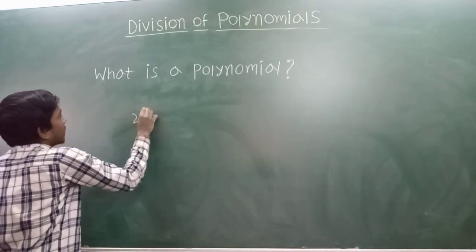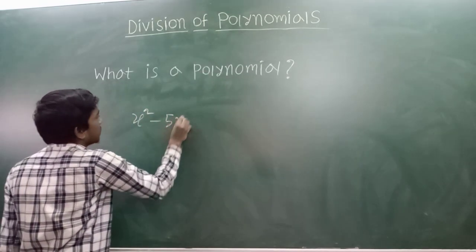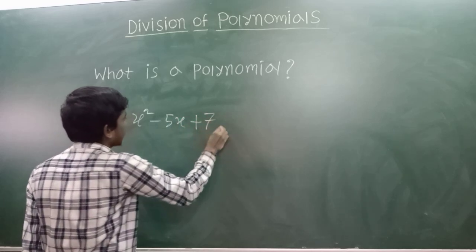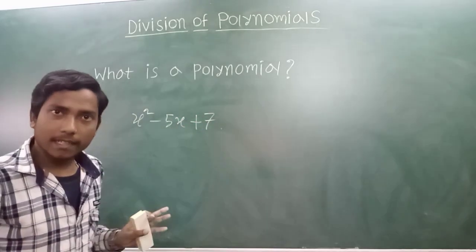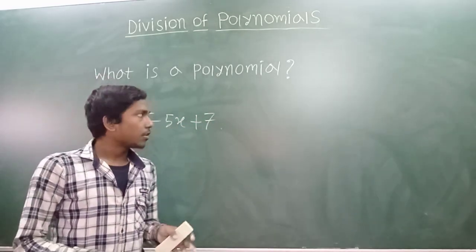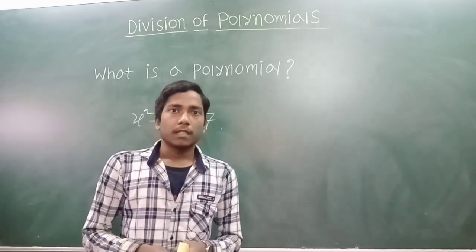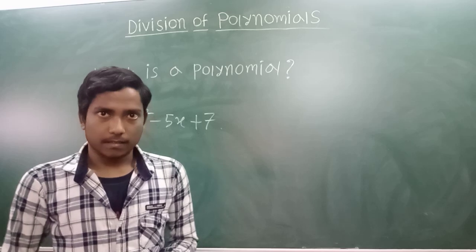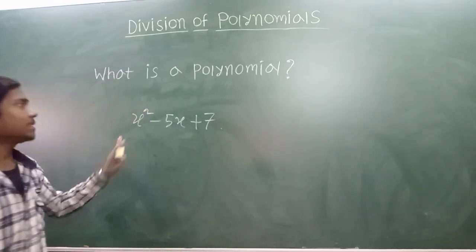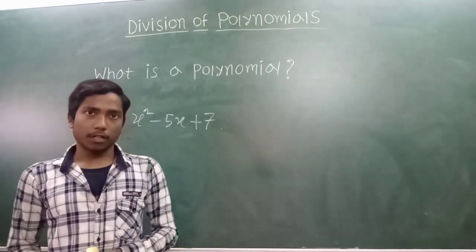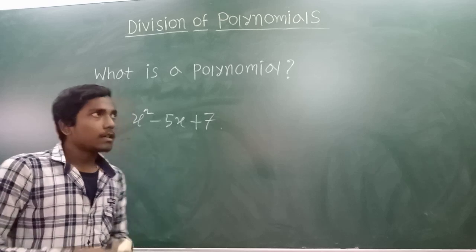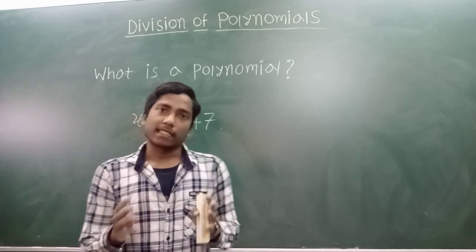Say, x squared minus 5x plus 7. This is an algebraic expression. You all have seen this. You all have read about the elementary operations on algebra. You have studied about this in your earlier classes. So now I will say this algebraic expression is a polynomial in x. So a polynomial is basically an algebraic expression.